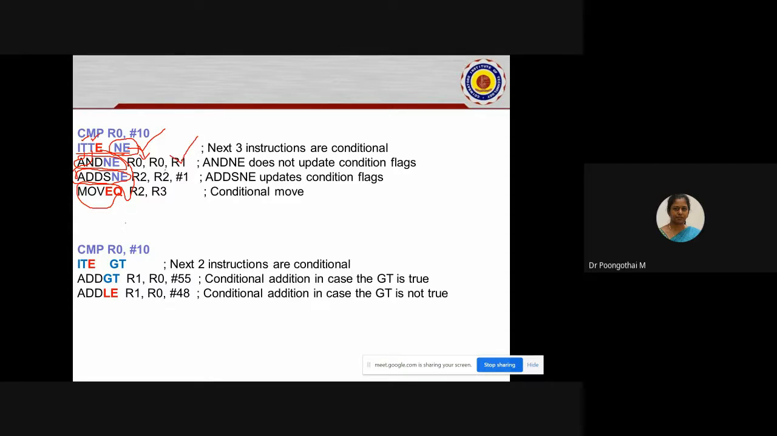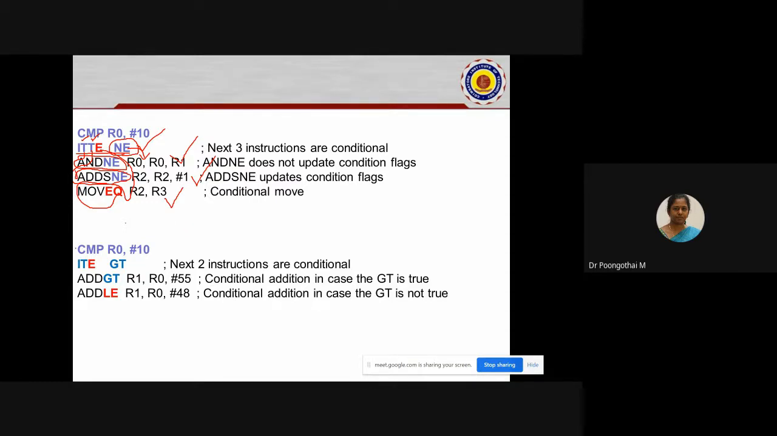So this instruction does not update condition flags. Second, I have incorporated 10, so the condition is true and this will be executed. If both are equal, my third condition is else. In that case, the third instruction will be executed. Is that clear? Yes. So do you want me to repeat this?